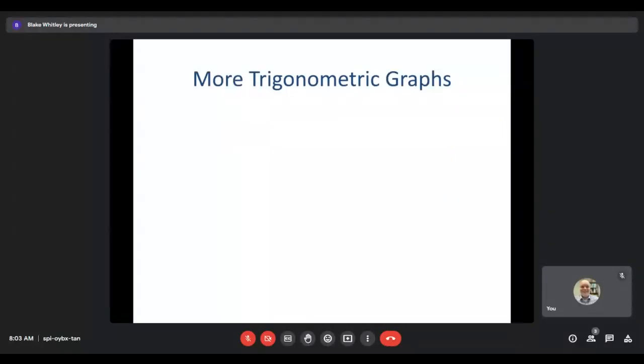Welcome back. This is section 5.4, more trigonometric graphs. So what we're going to look at in this section are the other four trigonometric functions and what their graphs look like. Remember in 5.3, we looked at sine and cosine. In this section, we're going to look at tangent, cotangent, and then cosecant and secant.